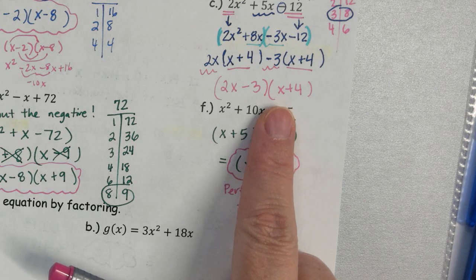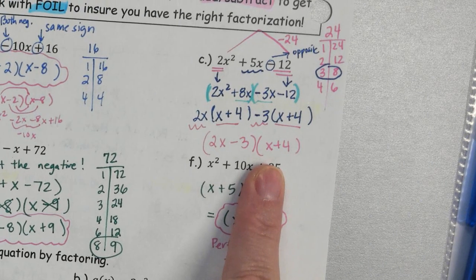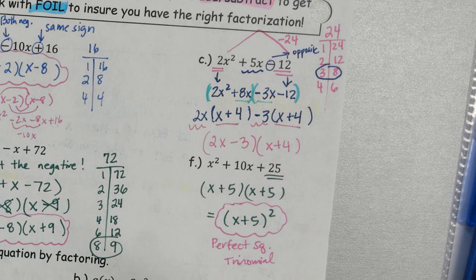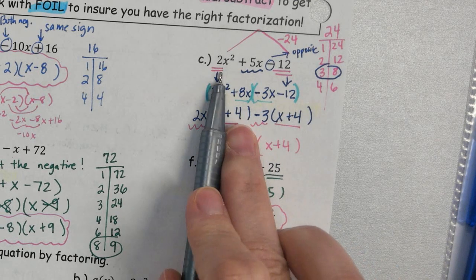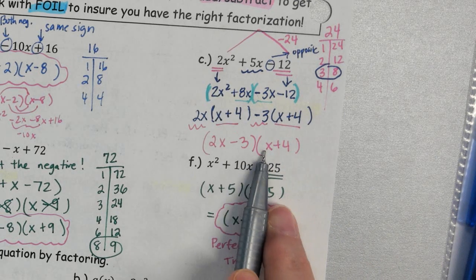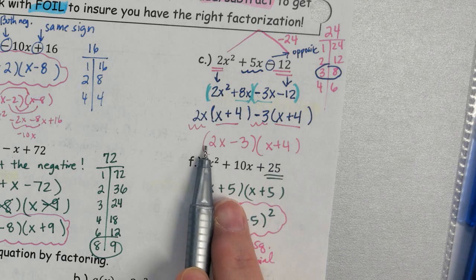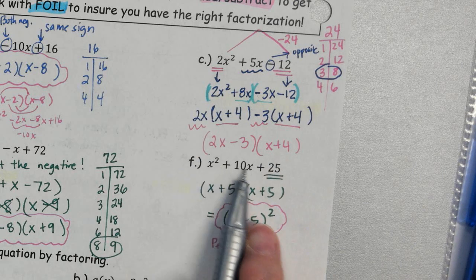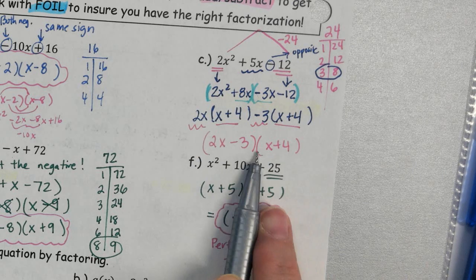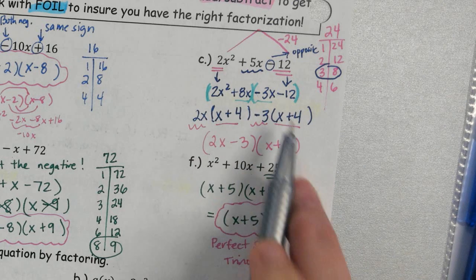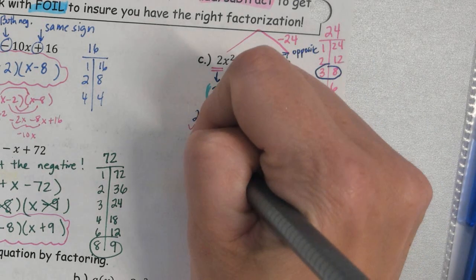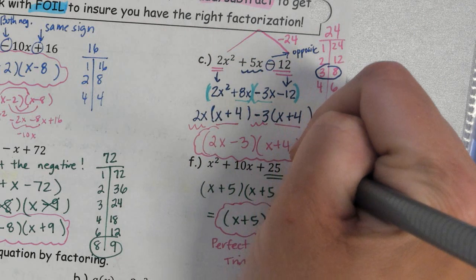So we're going to check this. And then we're going to talk about how this one is probably easier to guess and check. So 2x times x is 2x squared, negative 3x, plus 4 times 2. See how that's my 8? 8 minus 3 is 5. Negative 3 times 4 is negative 12. This is your final answer.